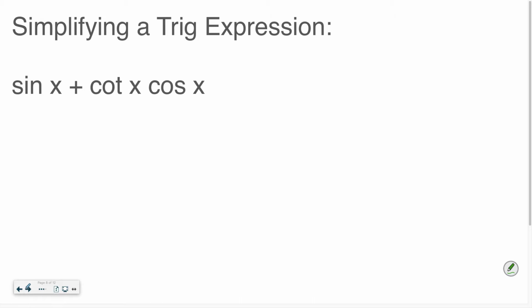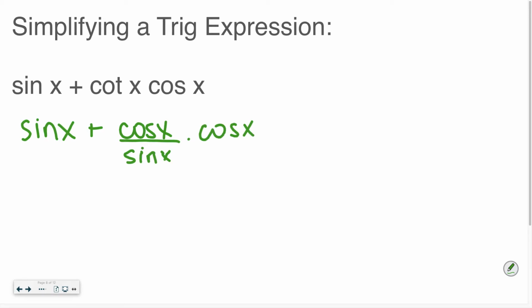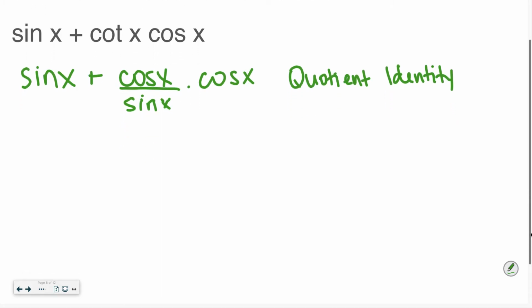What is maybe a simple step that we can do to help us get going? Does anybody have an idea? Could we make cotangent into cosine over sine? Is that a possibility? Okay, let's do that. Cotangent is the same thing as cosine over sine. Okay, that's our quotient identity. Now I have a fraction times cosecant, so let's make that look a little nicer. We have the sine of x plus cosine squared over sine of x.